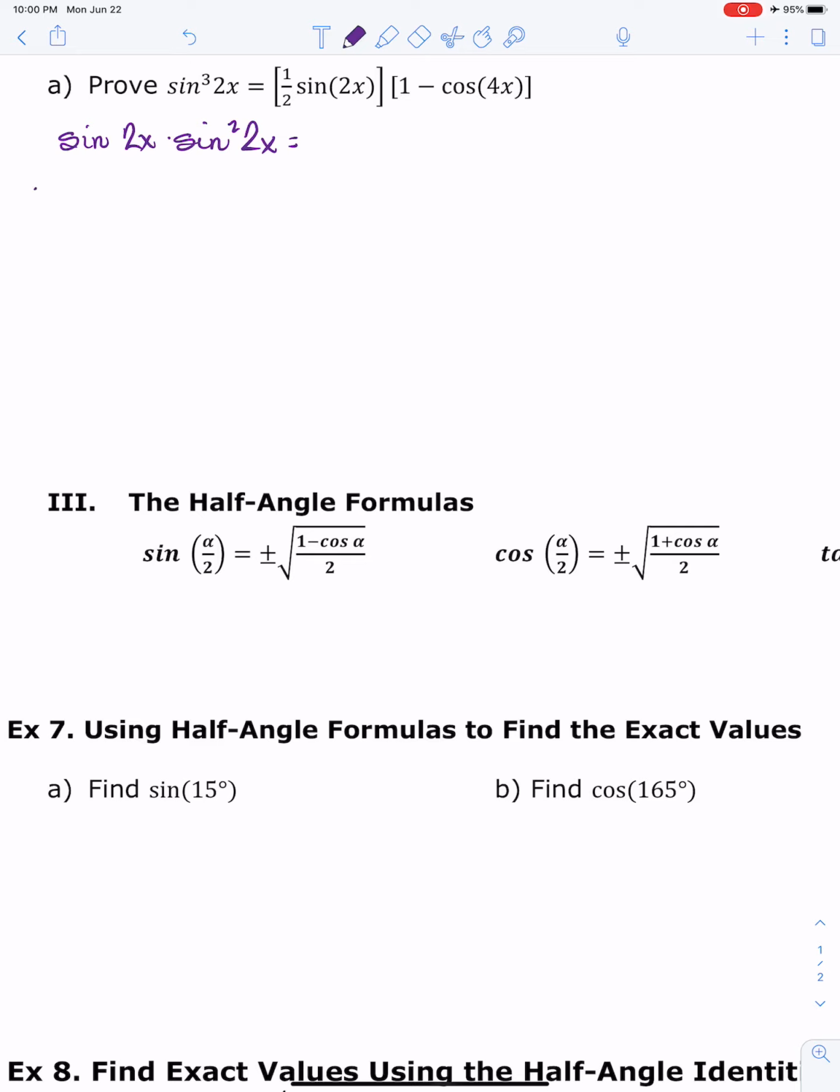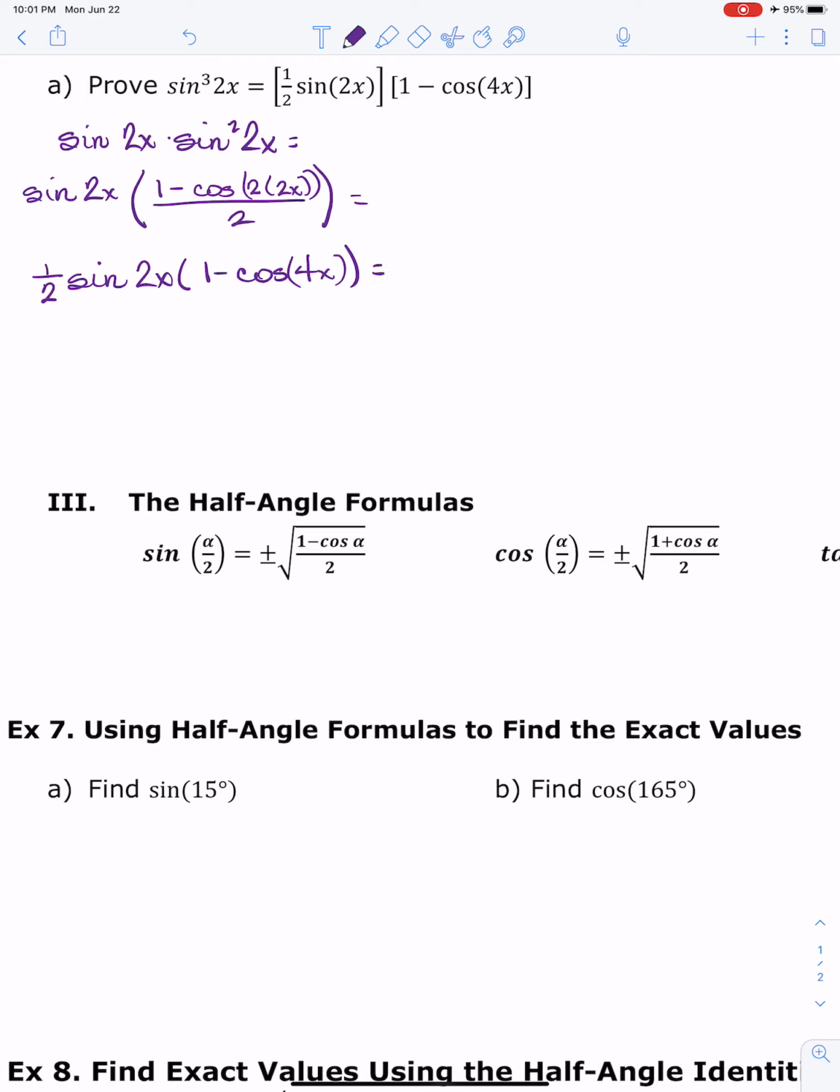So I'm going to go ahead and use that power reducing formula and write this as 1 minus cosine of 2 times 2x, all over 2. It's looking promising. I've got the over 2 part, which I can pull out to the front. I get 1/2 sine 2x. And inside the parentheses, I have 1 minus the cosine. 2 times 2x is 4x. And that's it. We're done.